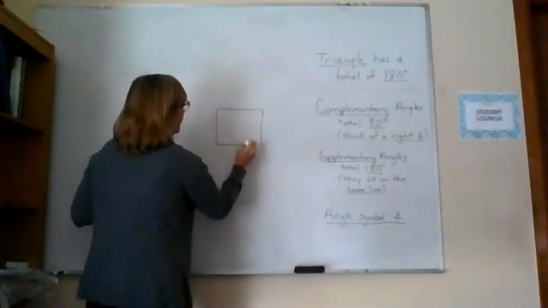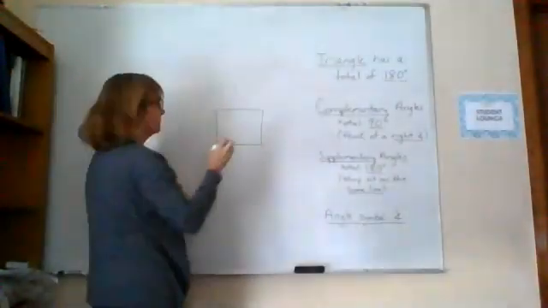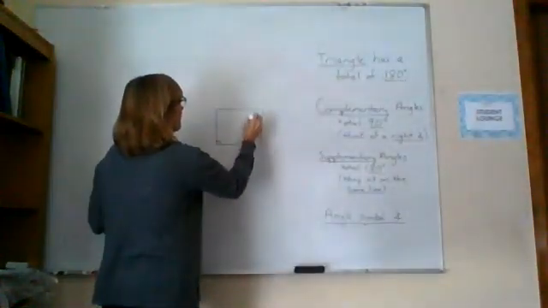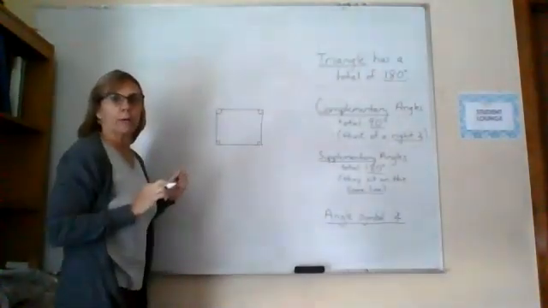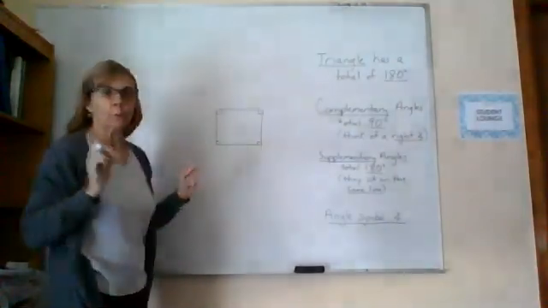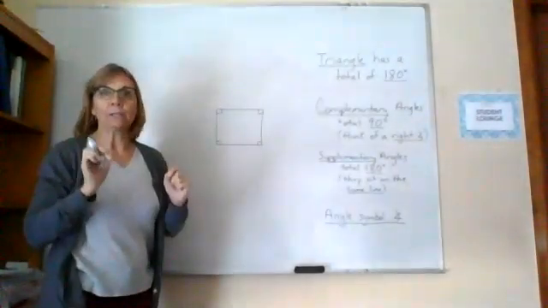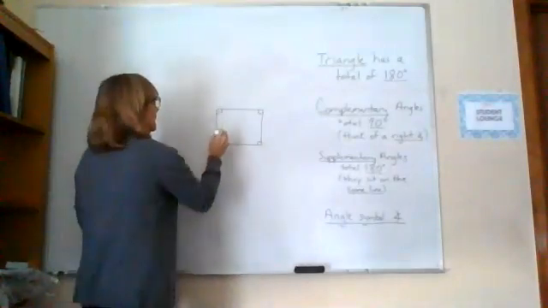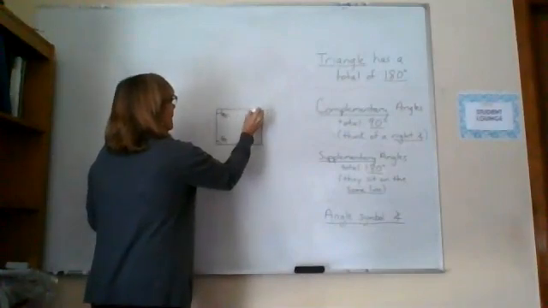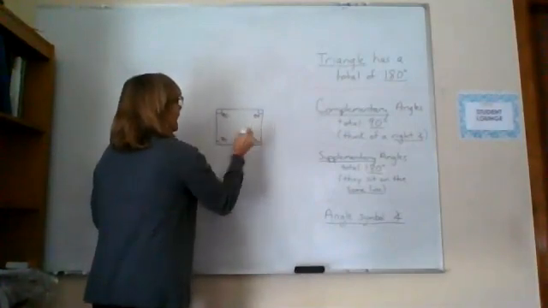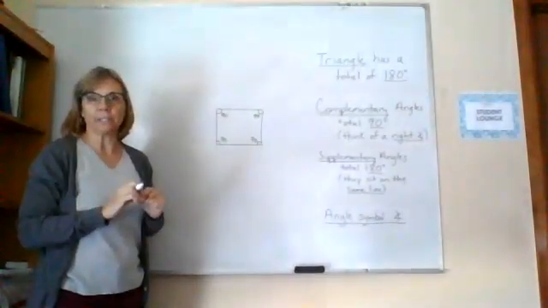If I drew a rectangle, if you remember, a rectangle means it has 4 right angles. Squares the same way, right? 4 right angles. Well, hopefully you remember, this is a very important piece of information. A right angle is 90 degrees. So I have 90, 90, 90, and 90. So a rectangle has 360 degrees.